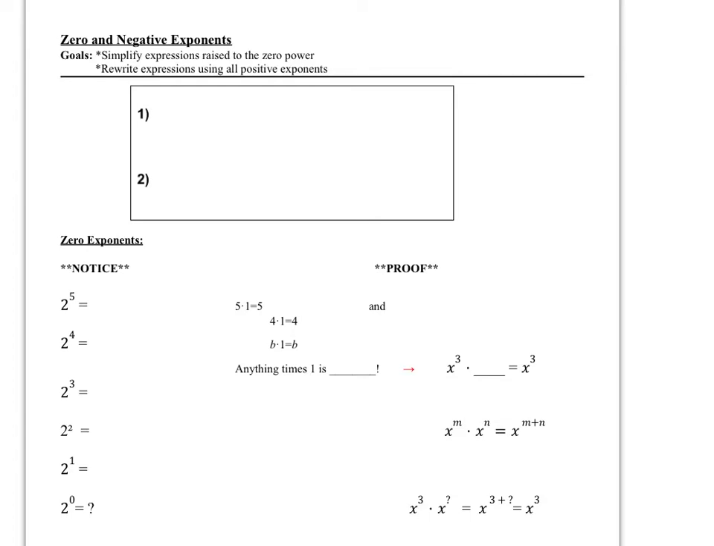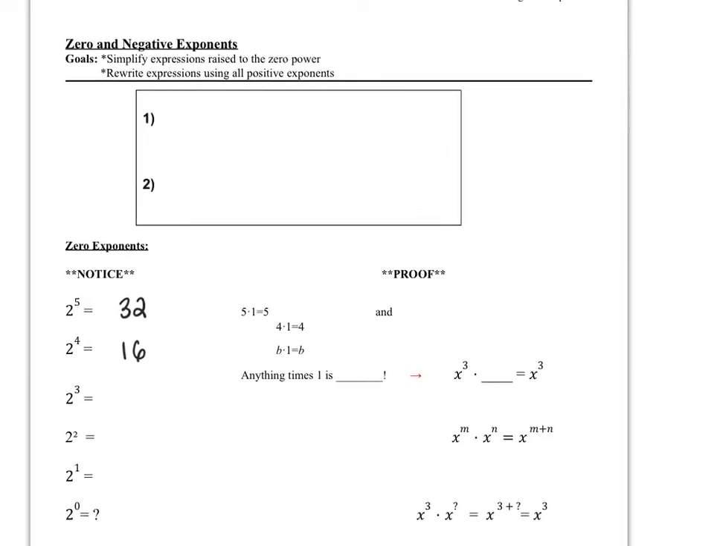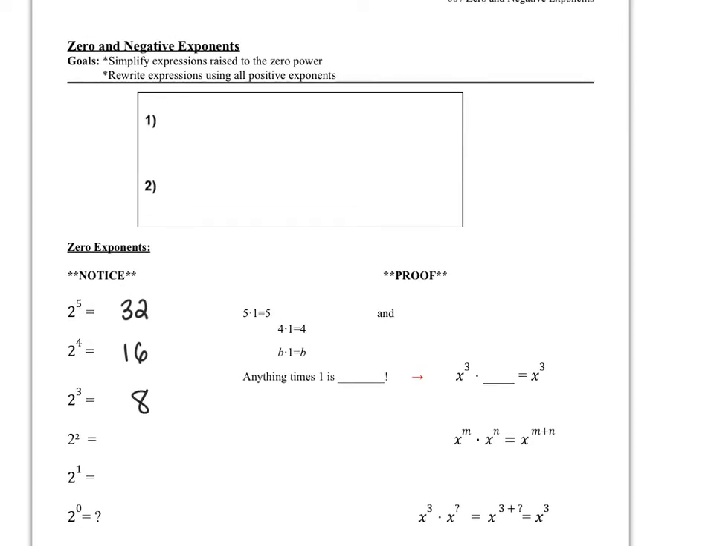So if I do 2 to the 5th power, that would mean 2 times itself 5 times, which is going to be 32. 2 to the 4th power, 2 times itself 4 times, which would be 16. 2 to the 3rd, 2 times 2 times 2, which is 8. 2 to the 2nd, which is 4, and 2 to the 1st, which is 2. So what I can see about my exponents is they're decreasing by 1 every time. 5, 4, 3, 2, 1, so logically my next exponent would be 0.